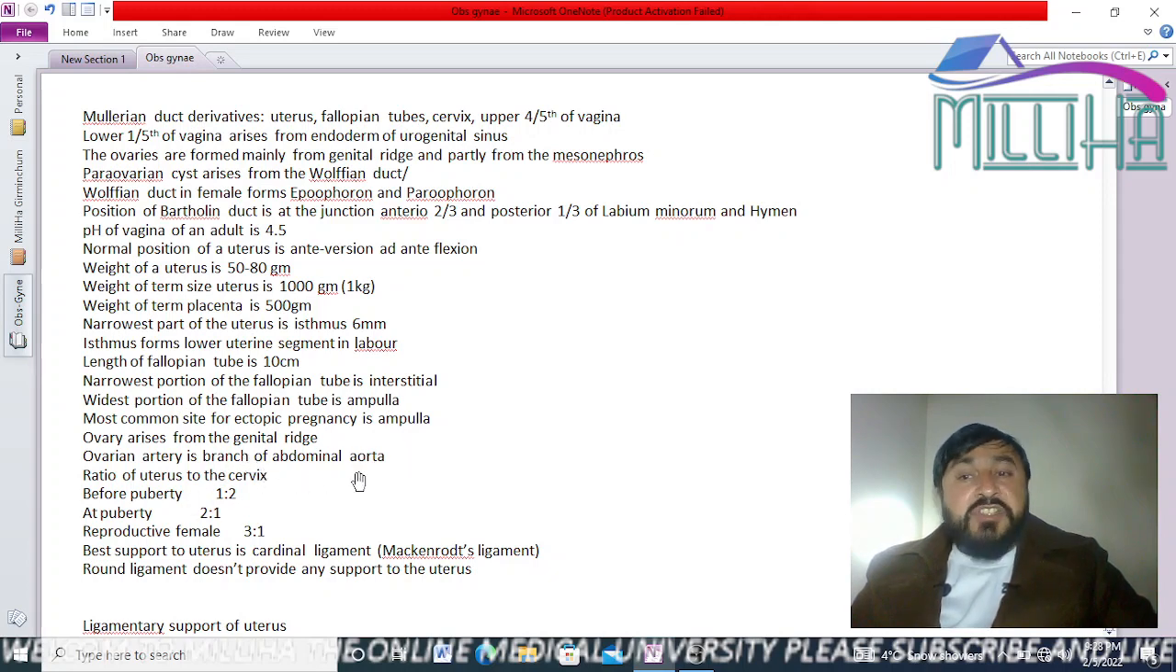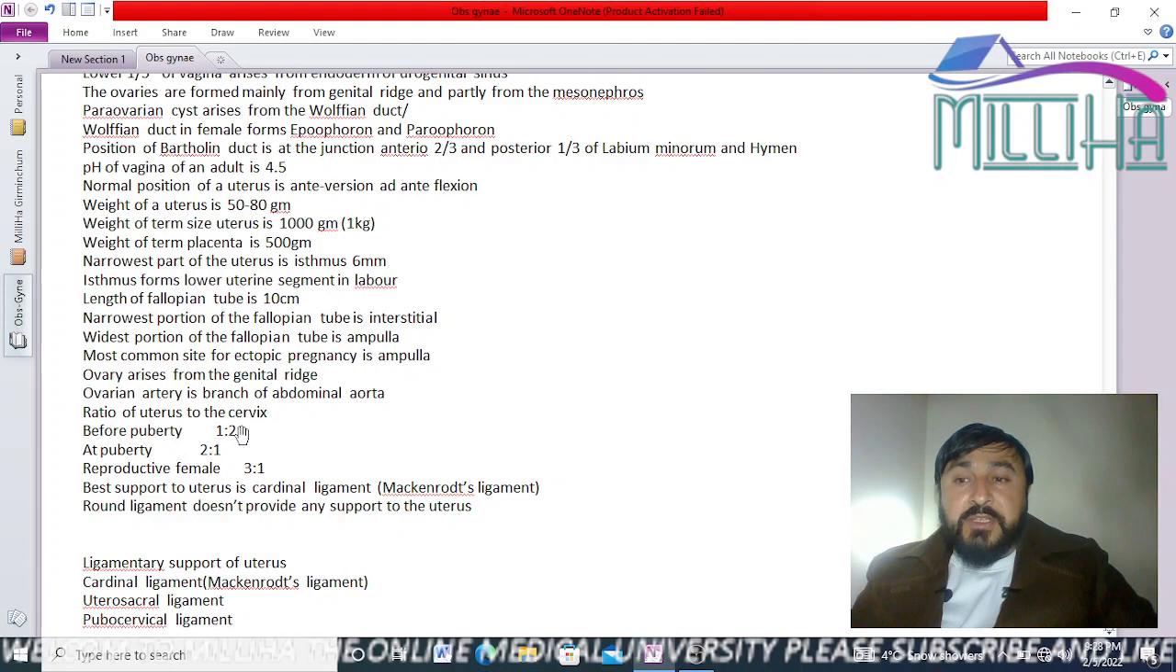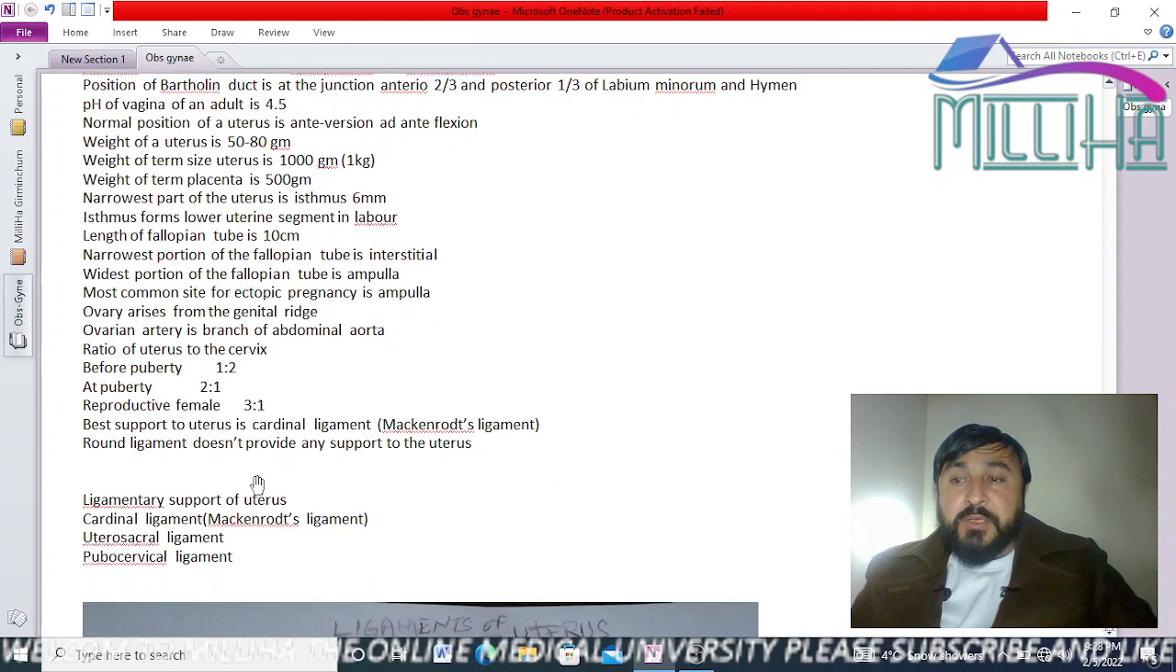Ovary arises from the genital ridge, which I have already discussed. Ovarian artery is a branch of abdominal aorta, which I have discussed. Ratio of uterus to the cervix: in children, the uterus is smaller than the cervix. Before puberty, uterus to cervix is 1:2, the ratio. At puberty it is 2:1. At puberty, the uterus becomes larger than the cervix. In a reproductive female, the ratio is 3:1.